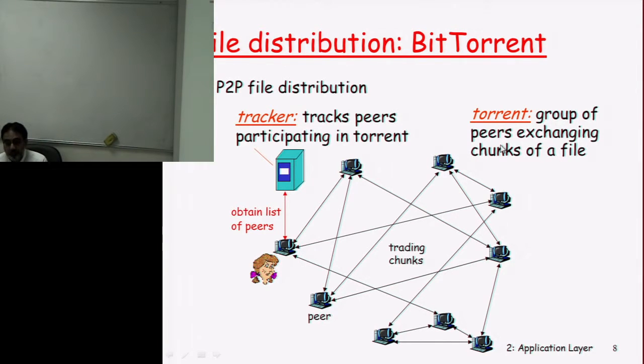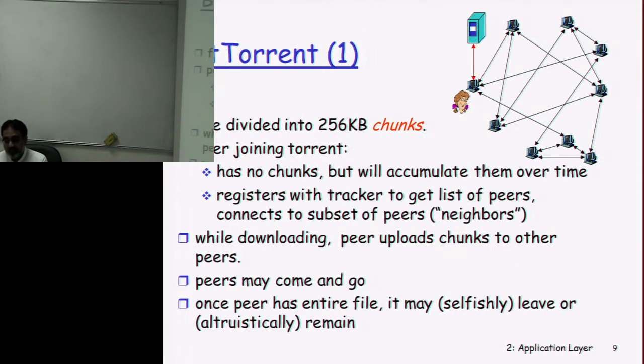So a torrent is a group of peers who are exchanging chunks of the file, and the size of the chunk is 256 kilobytes. So the file is divided into 256 kilobyte chunks. A peer joining the torrent has no chunks. Definitely, if a new peer is going to join the torrent, he will not have any bits of the file. He will be empty-handed, but will accumulate them over time. With the passage of time, he will try to collect the chunks, and he will try to complete the file.